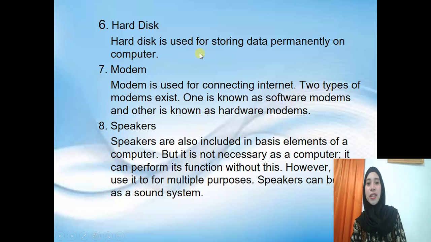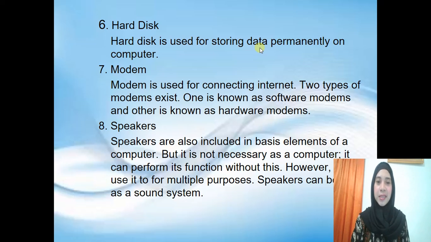Yes, that's good. The keyword for the function of element hard disk is the word storing. So the function of hard disk is used for storing data permanently on computer. Good job. Okay, let us continue.